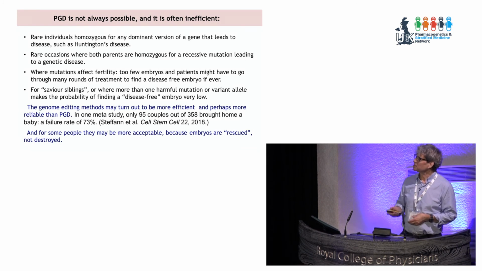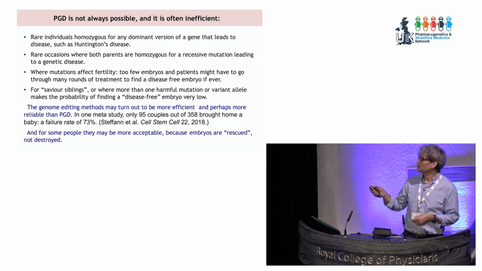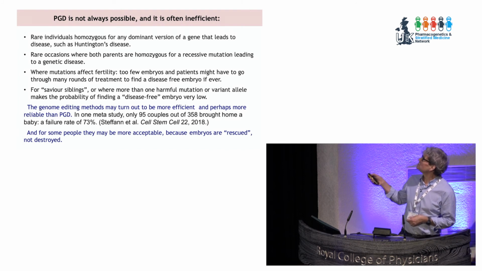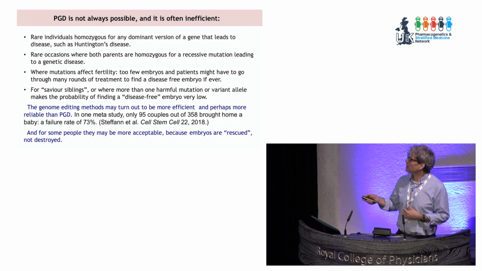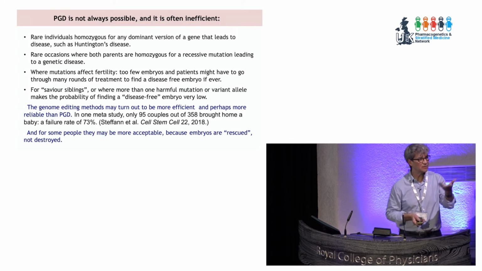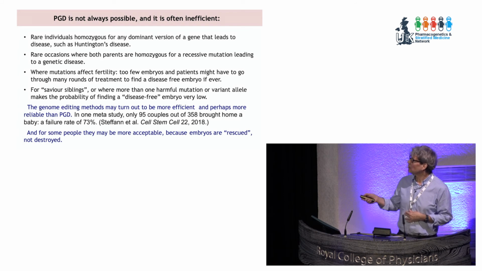PGD is not always possible. There are rare individuals who are homozygous for dominant versions of genetic disease, such as Huntington's disease. We'll hear about it. There are rare occasions where both parents are homozygous for recessive mutations. And in countries like Nigeria, where sickle cell is so rampant, you can imagine that happens quite a lot. Where mutations affect fertility can also be an issue.